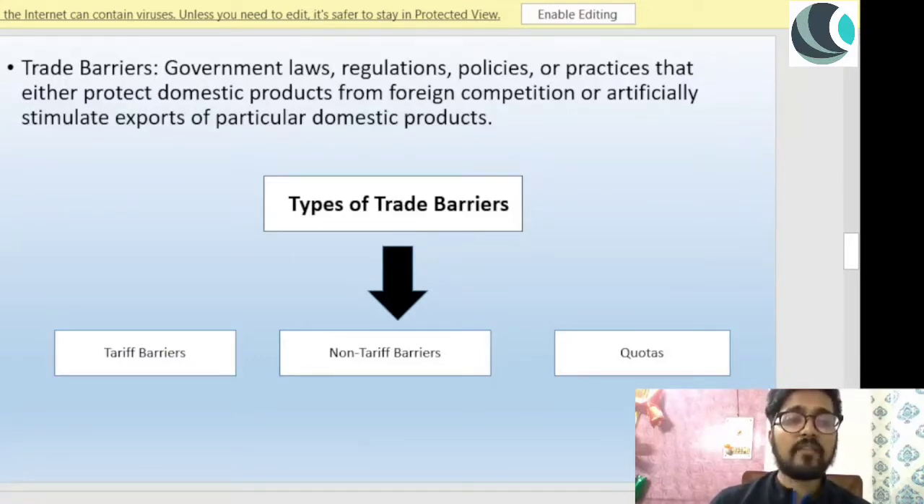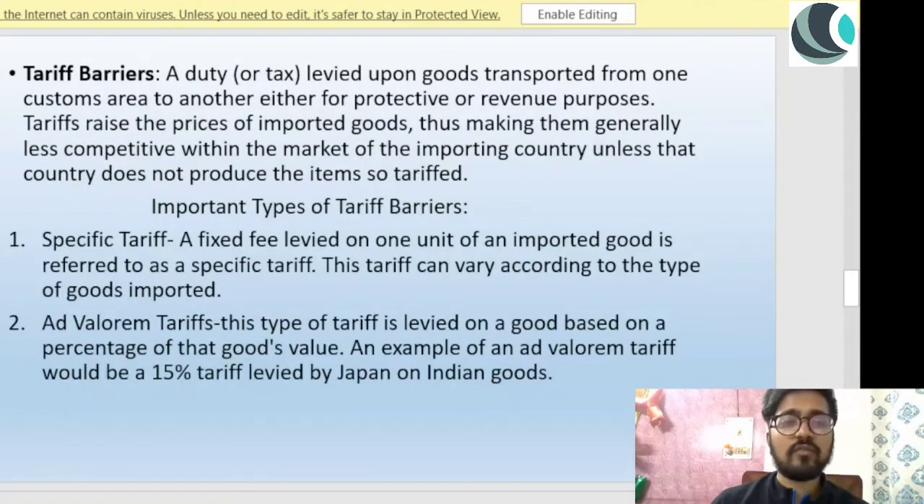So there are a few types of trade barriers. First is tariff barriers, second is non-tariff barriers, and third is quotas. We'll discuss each of them. Firstly, what are tariff barriers, right?